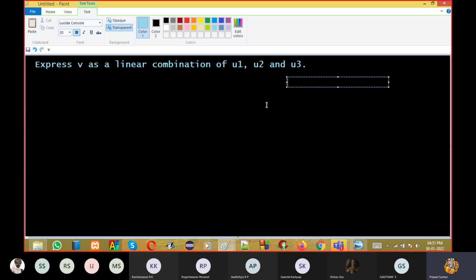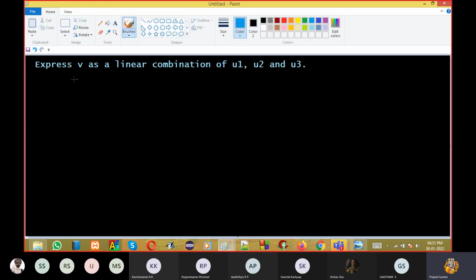Okay, look at this carefully. Look at this question. I am giving u1 as t squared minus 2t plus 5. This is there in ma'am's sheet. I'm not giving any question of my own. u2 is 2t squared minus 3t, and I'm giving u3 as t plus 3. And I'm giving the polynomial v as t squared plus 4t minus 3. I want you to express v as a linear combination.